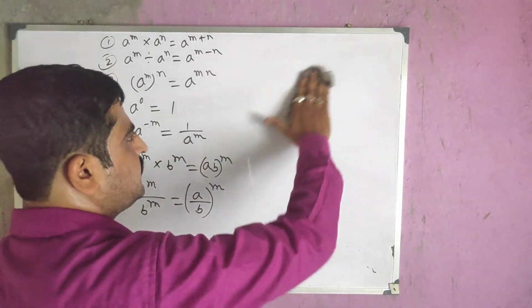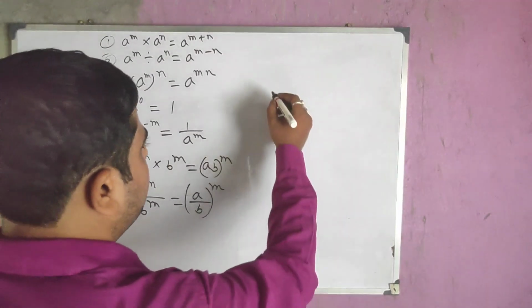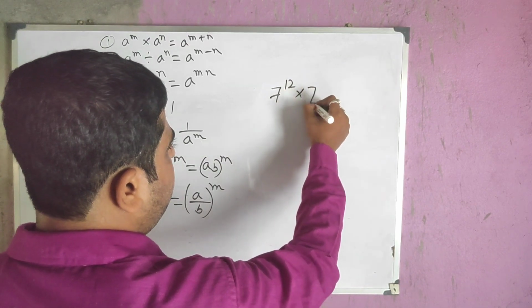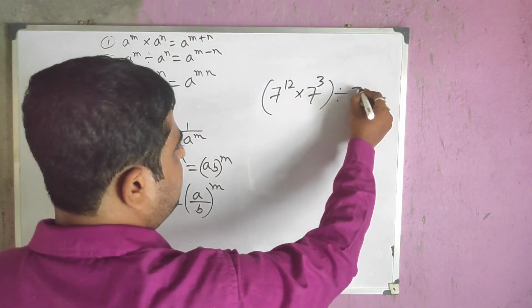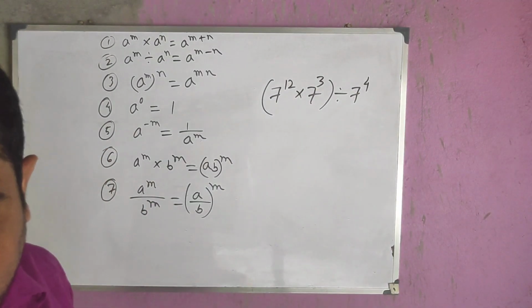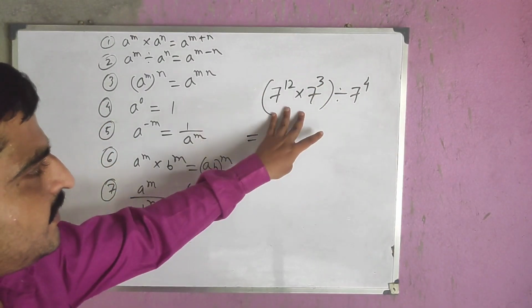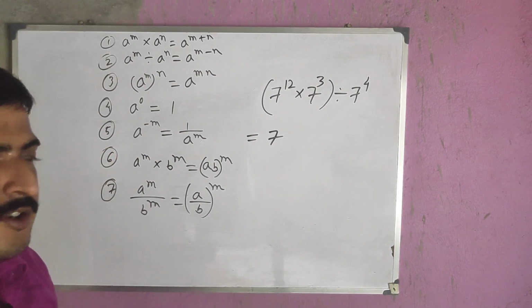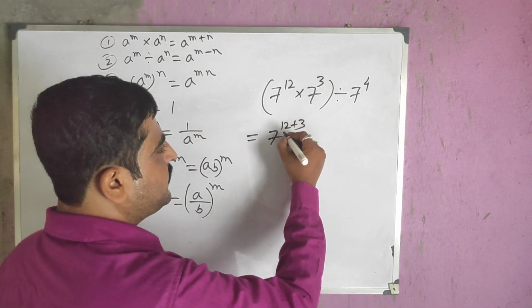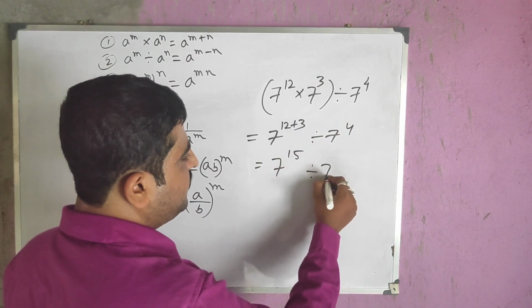Next, simplify and write the following in exponential form: 7 to the power 12 into 7 to the power 3 divided by 7 to the power 4. First you see the bases are equal, the powers are different. As the bases are equal and they are in multiplication form, we can apply the formula a to the power m into a to the power n, which becomes a to the power m plus n. So 12 plus 3, it will become 7 to the power 15 divided by 7 to the power 4.